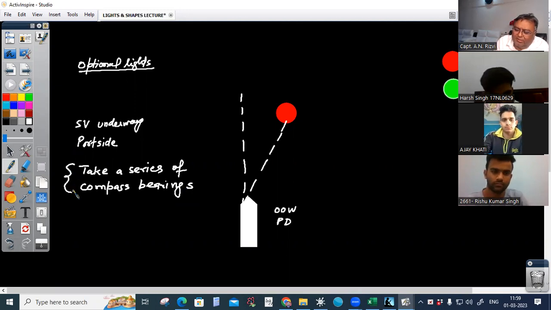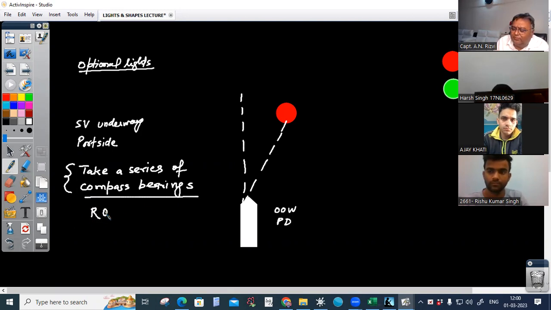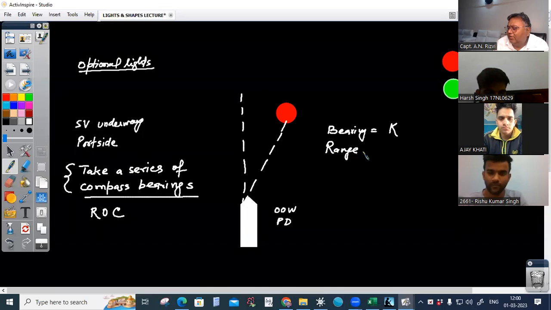Okay. And if the compass bearing does not change appreciably, if this bearing is not changing, then there is a risk of collision. Now my next question is going to be, the bearing is constant and range is decreasing. Then what action you will take?